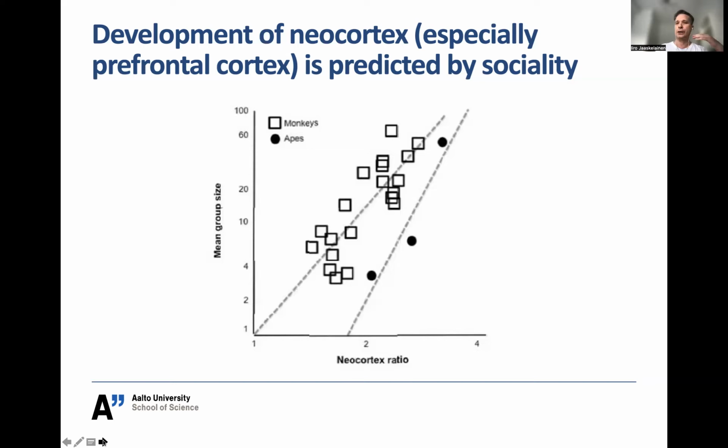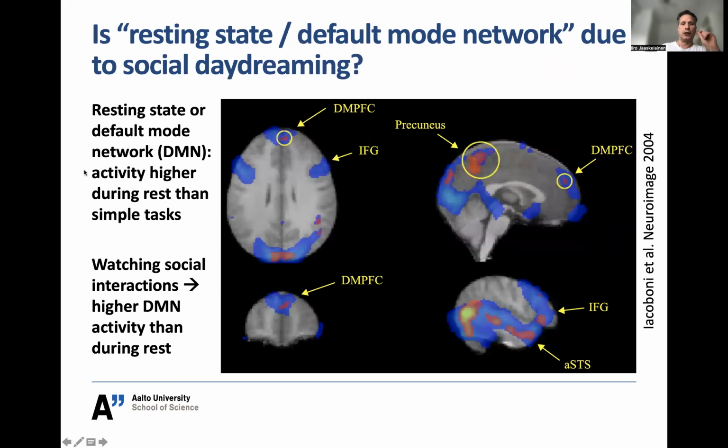that perhaps the biggest task that the brain has been set up for is figuring out social relationships and how to navigate the social environment and the world. Then something which I think is a very important landmark finding by Jacoboni and colleagues, and here's a picture from their publication in Neuroimage in 2004.